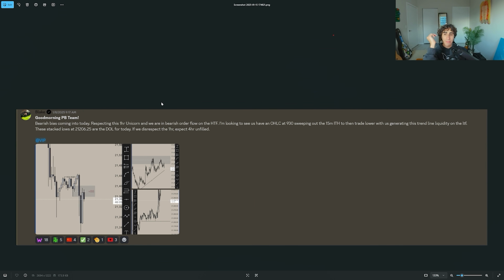All right, now let me show you guys a bearish example. So here I said bearish bias coming into the day. We are respecting this 1 hour unicorn, which is just a breaker block and a for rally gap, right? But simply put, we are respecting this bearish for rally gap here. We're in bearish order flow on the higher time frame.